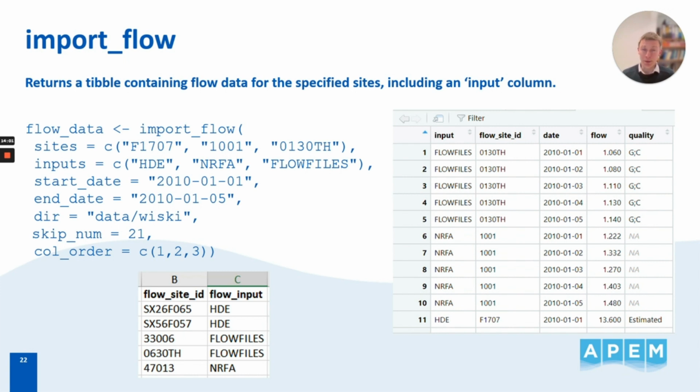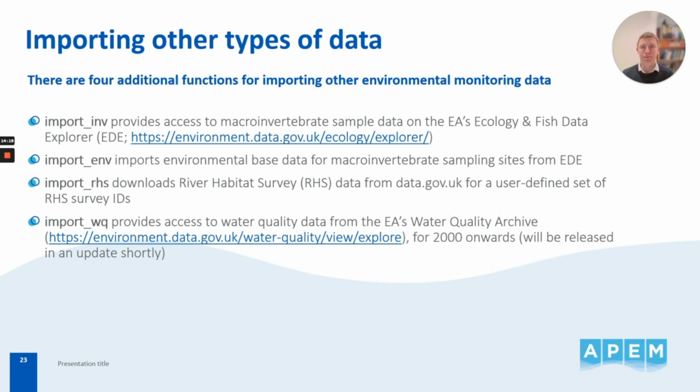And the output table that it produces is shown on the right-hand side here. It's identical to all the others, except we now have an additional column on the left-hand side of the table, which confirms the input or the source of the flow data for each location. So the HE Toolkit therefore allows us to import flow data from both online and offline sources.